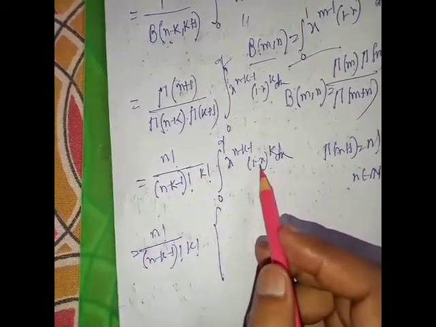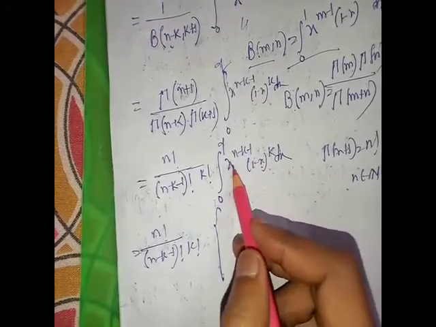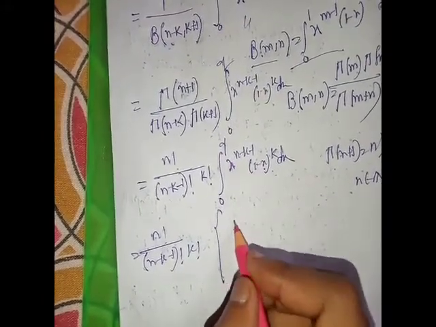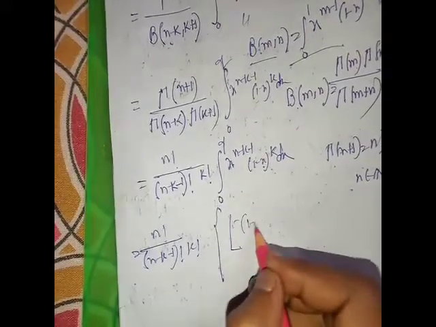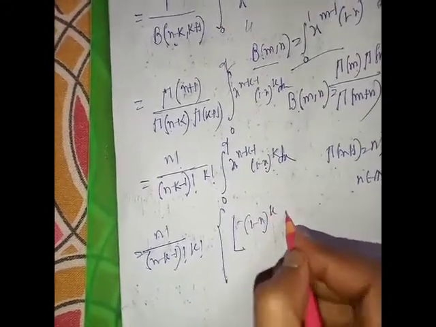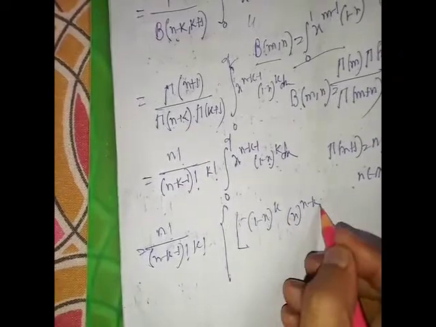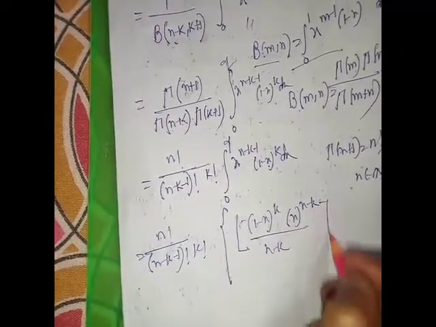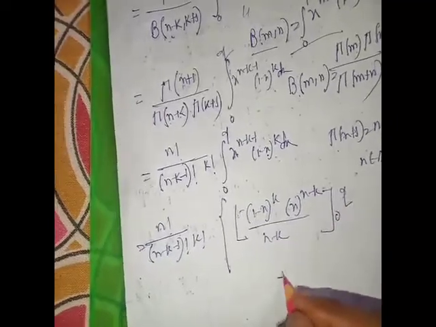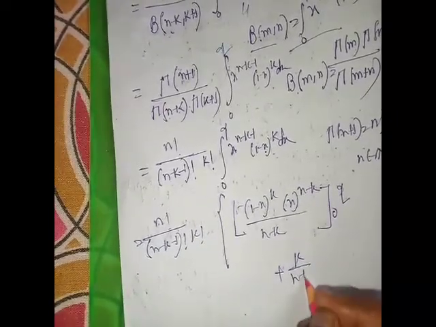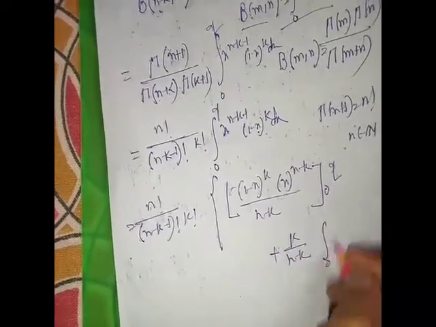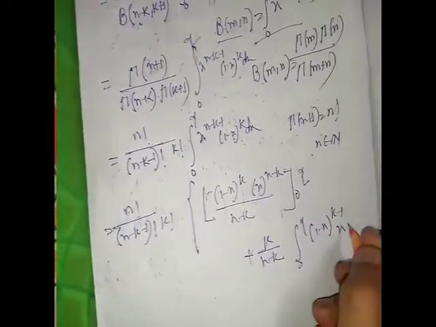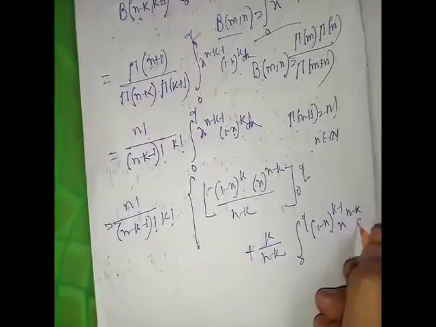This is the first function, this is the second function. So integrating by parts, we get (1 minus x)^k times x^(n minus k) by (n minus k), from 0 to q, plus k by (n minus k), integral from 0 to q of (1 minus x)^(k minus 1) x^(n minus k) dx.